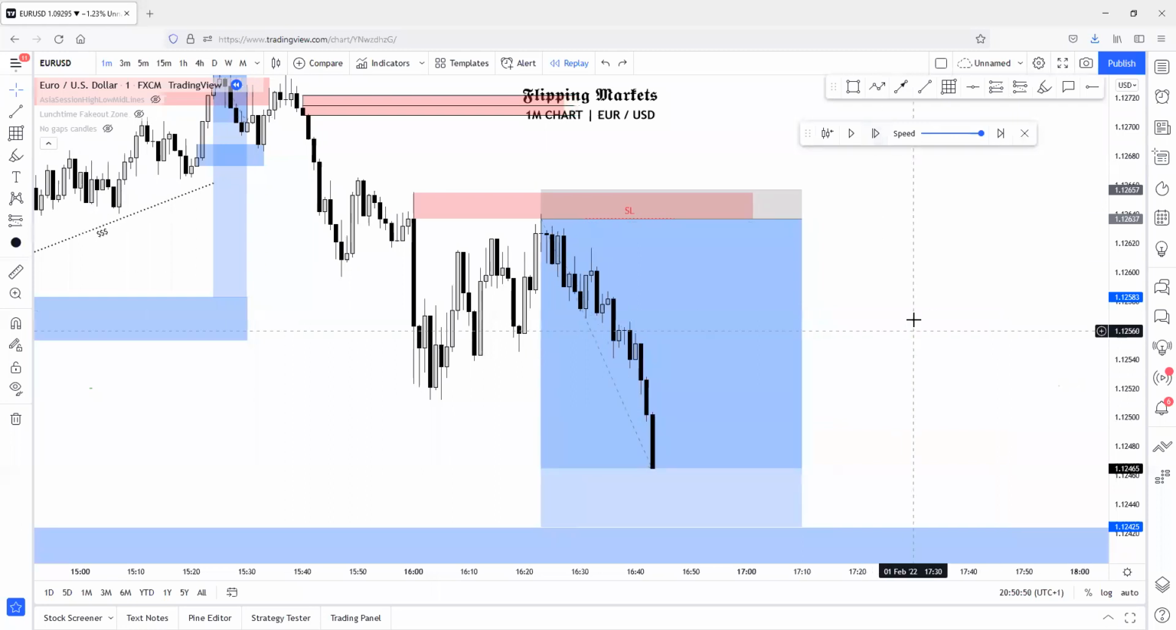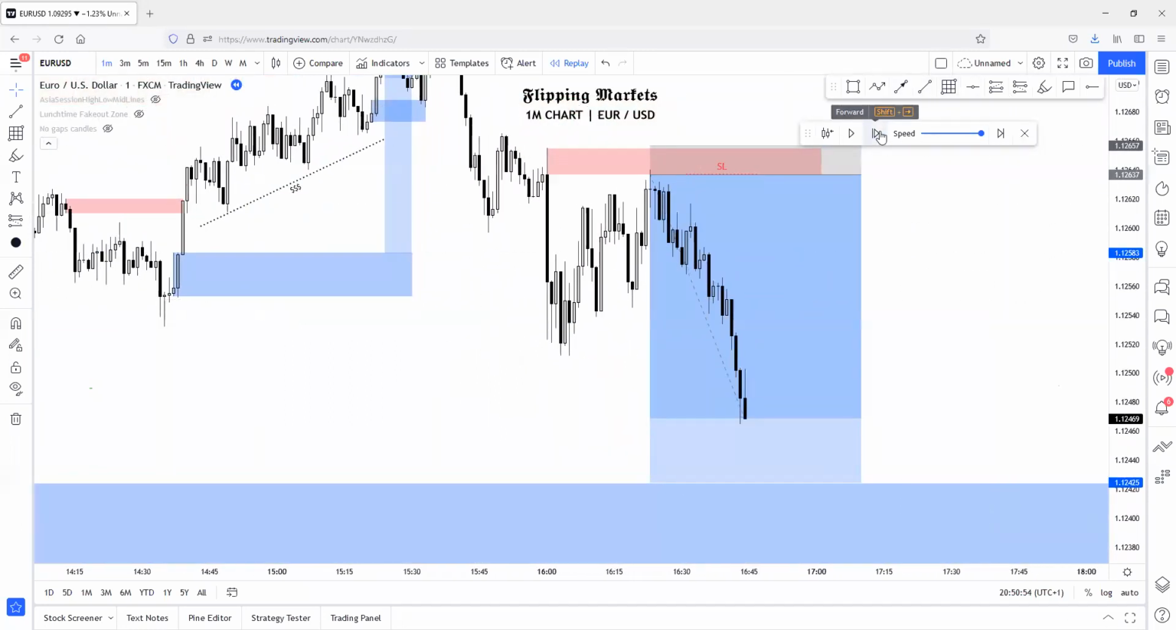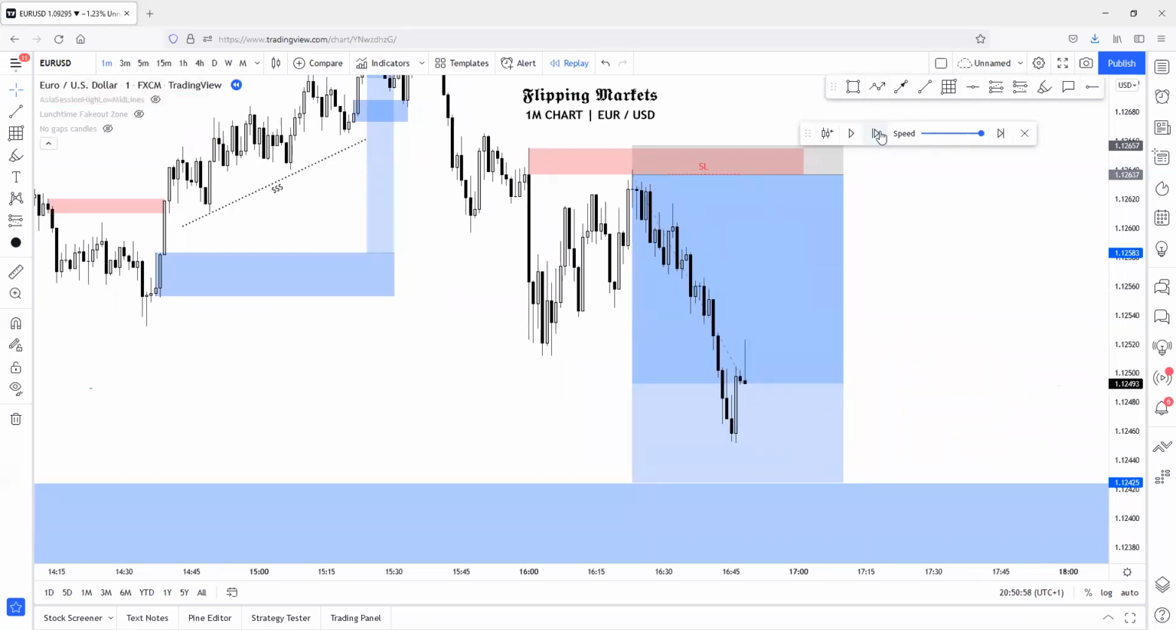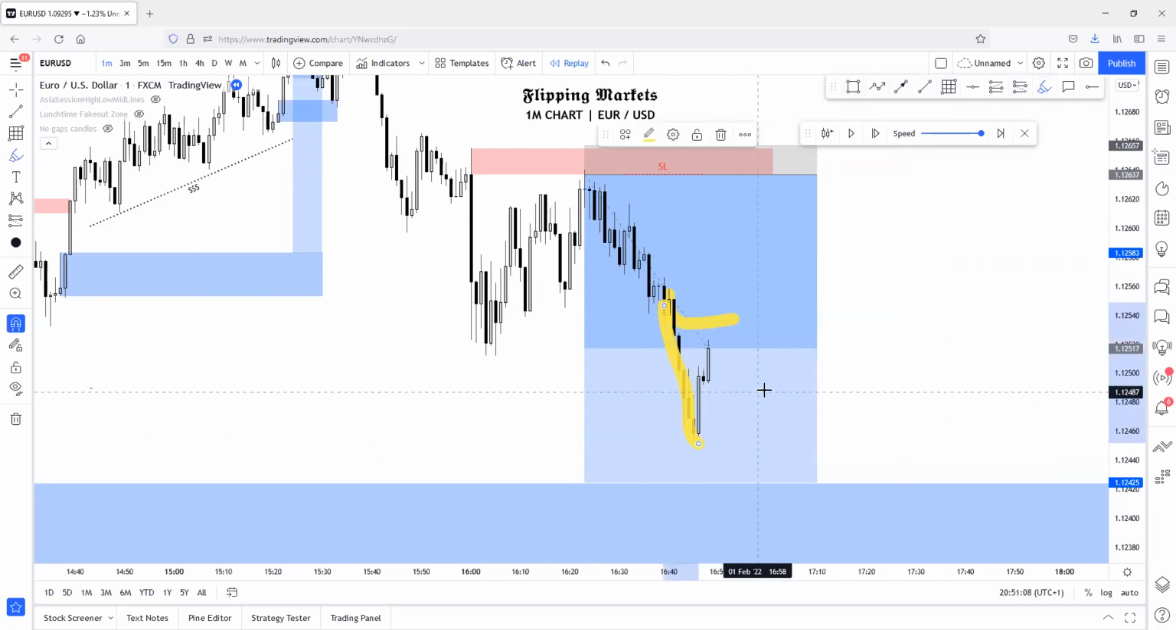Okay, huge inefficient movements to the downside. TP almost hit. Okay, there will be a TP hit, I believe. Okay, a reversal to the upside. What can we do in this region? We can mark this first zone out. As you can see, that was causing the huge inefficiency to the downside.